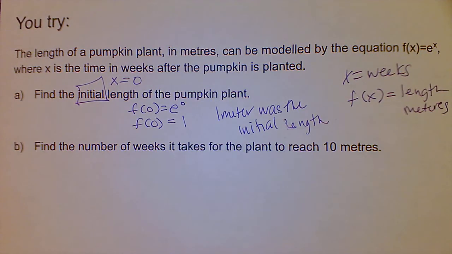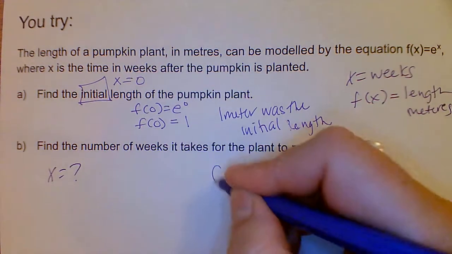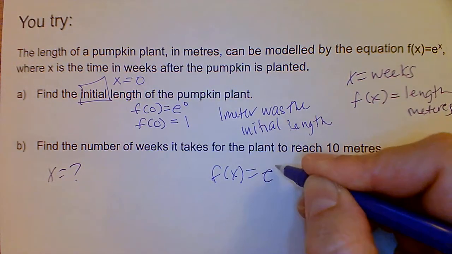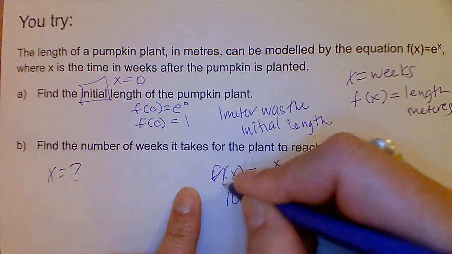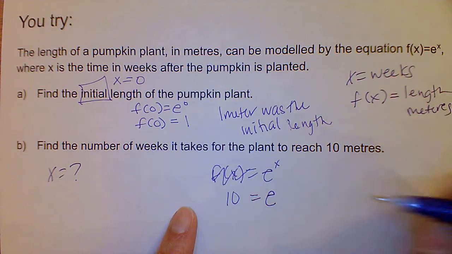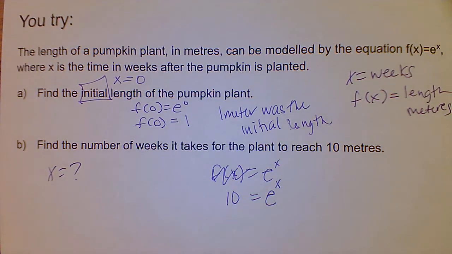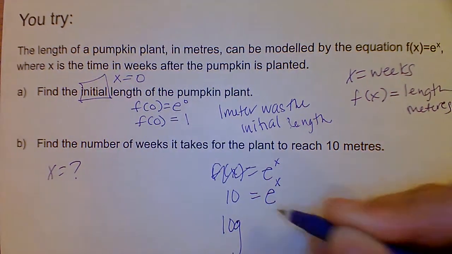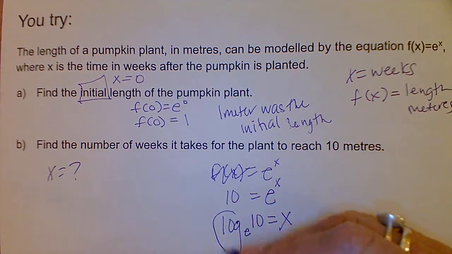Okay. Find the number of weeks it takes for the plant to reach 10 meters. So we don't know what the x is. So I'm going to have to substitute in 10 for the f of x. I do not know what the x is, so I have to substitute 10 in for this side. So 10 equals e to the x. Absolutely right. What are we going to do? We need to change to log. So log, what's the base? The base is e. What's the answer? 10 equals x. Absolutely right.